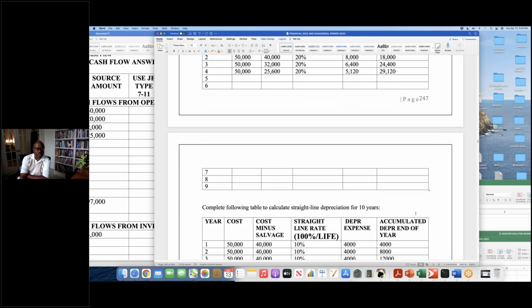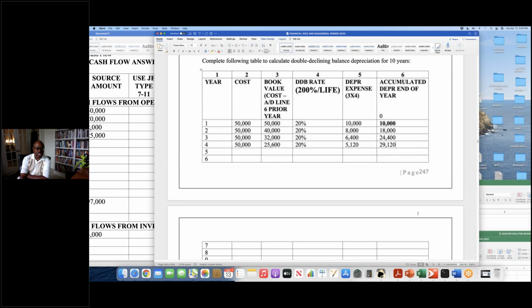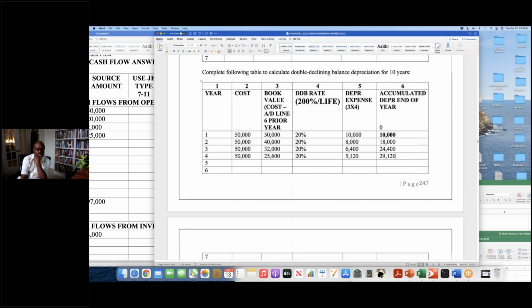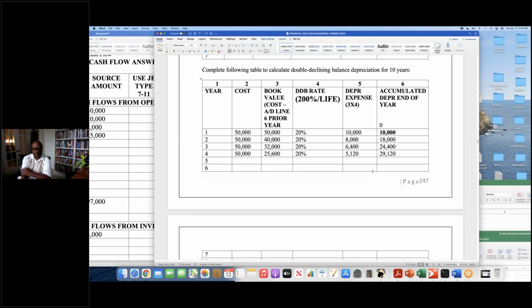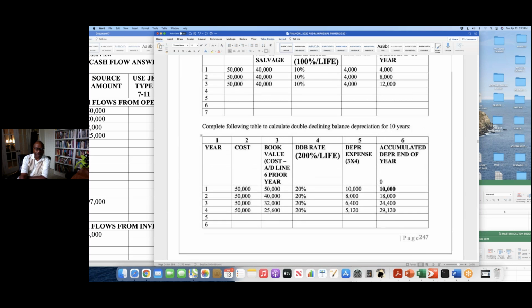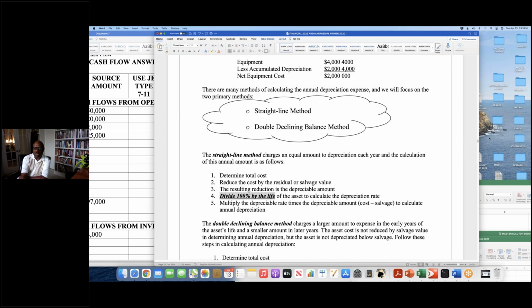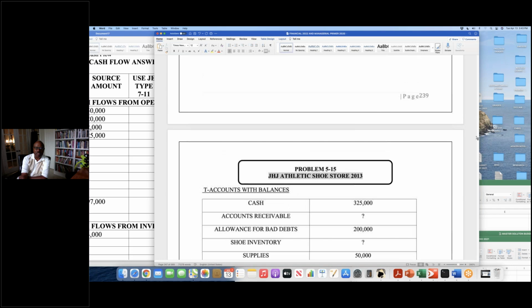So you all can finish this out over 10 years. I want you all to go and finish 10 years for me. Do both. Do straight line and then do this for 10 years. Okay? So that's not hard. This is easy stuff right here.